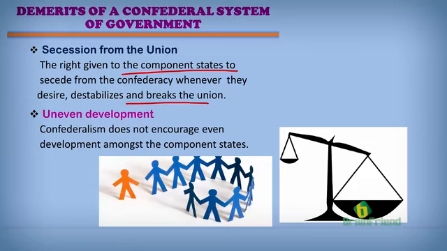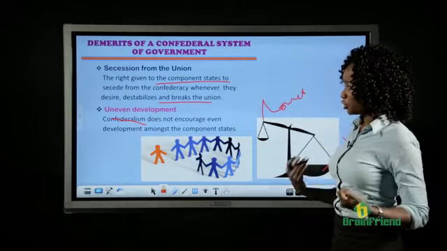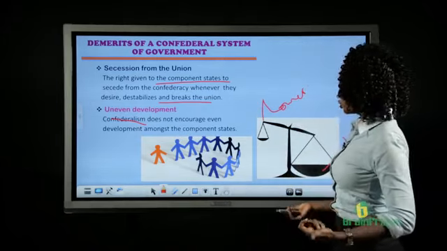Another is uneven development. Because confederalism gives room for you to develop your own respective nation or country, the level of development amongst the different component states cannot be equal. Some will be way higher, while some will be way lower. So you have the different component states having different measures of development and growth in their nation and their economy at large.